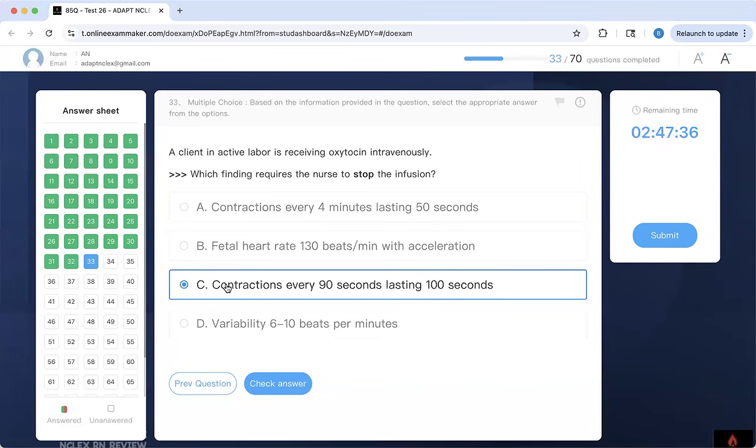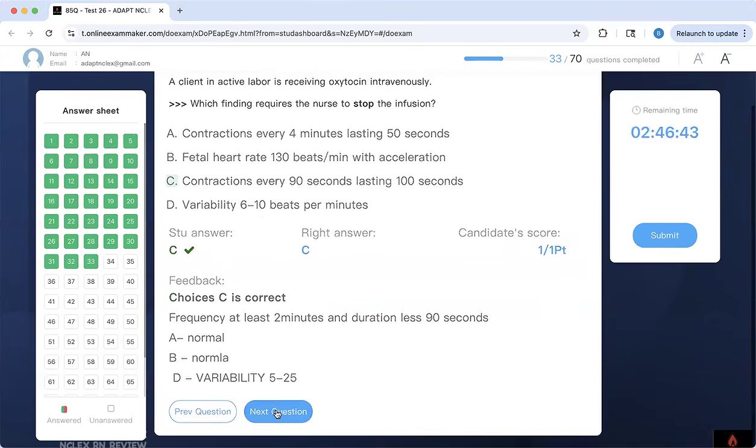What do you mean? Contraction every 90 seconds is too short. Contractions should happen at least 2 minutes apart, and they should not last more than 90 seconds. Your variability can be 6 to 10 beats. That means changes in the fetal heart rate are okay. Fetal heart rate of 130 is normal. If you're contracting every 4 minutes, that's more than 2 minutes apart, and lasting 50 seconds is less than 90 seconds. So that's better than C.